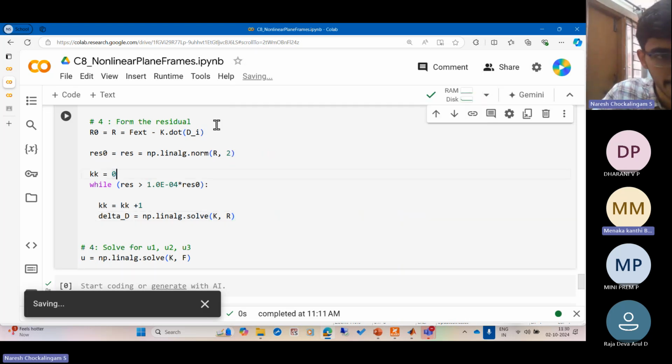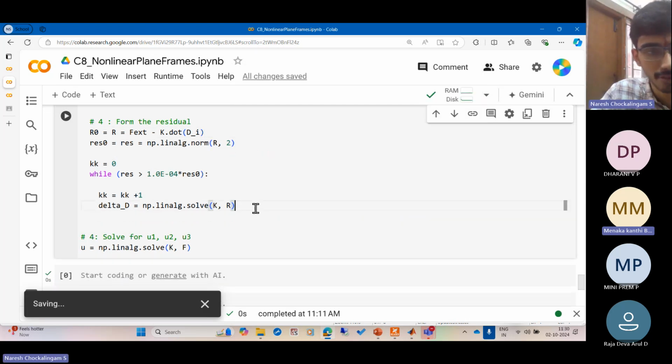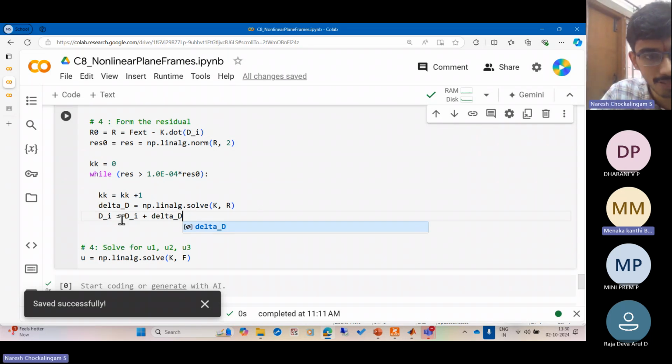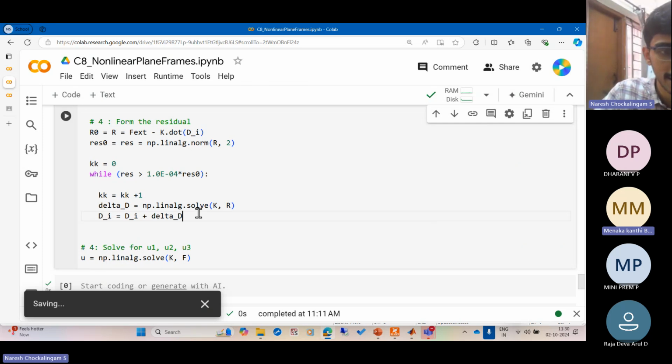Right? Okay. So form this residual. Okay, this is fine. Solve this, then update. Right? You have to update it. What should we update? We should update D. So di is equal to di plus delta D. Right? So this was our initial. So update the delta D and then recompute the residuals.